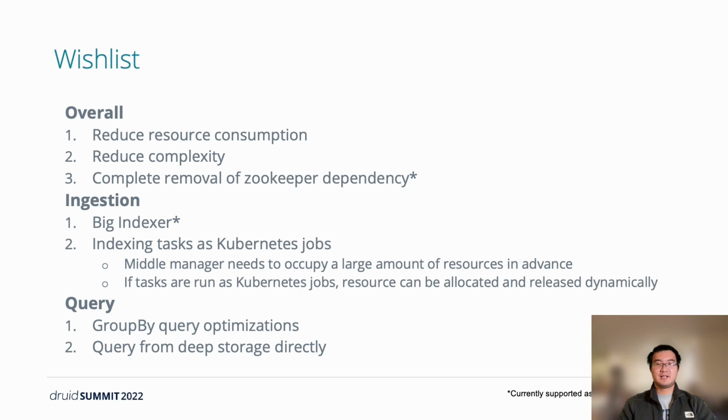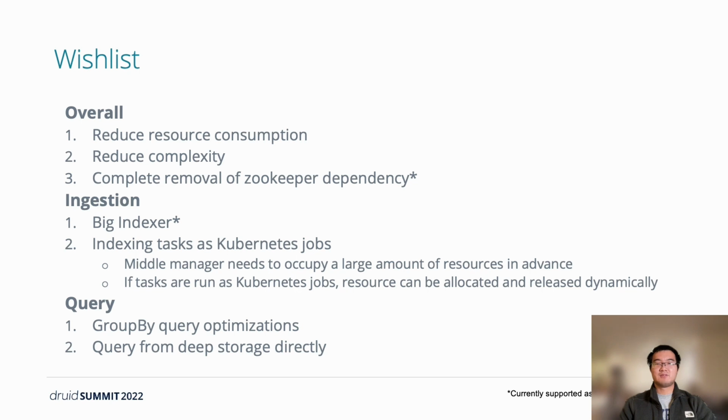On the ingestion side, we wanted the big indexer. It has been in experimental status for a while, but never got into production status. Now we want to have indexing tasks as Kubernetes jobs. The middle manager needs to preoccupy a large amount of resources because it needs to have them when it runs heavy jobs like reindexing or compaction. However, those jobs may only happen once in a while and the resources are not always required. If the tasks are run as Kubernetes jobs, then resources can be allocated and released dynamically.